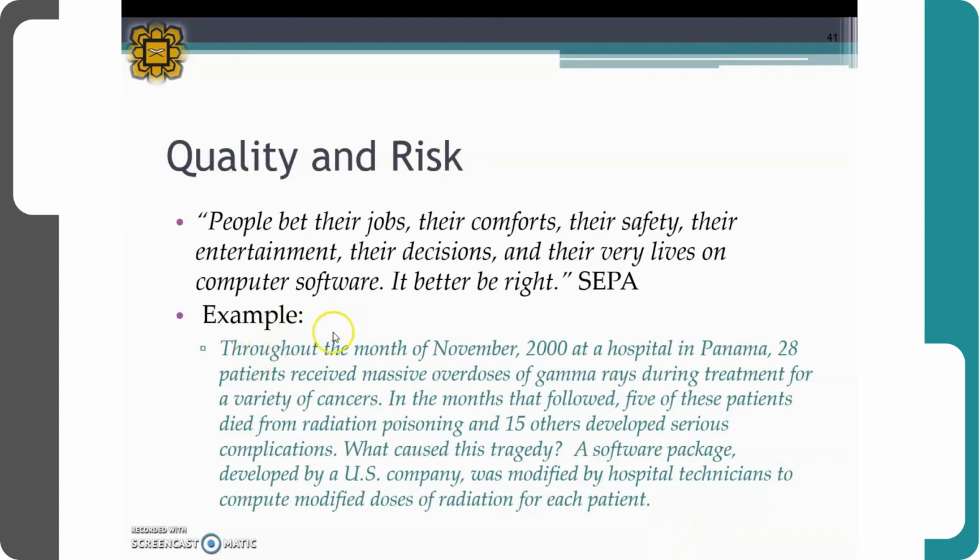This is an example from November 2000 at a hospital in Panama. 28 patients received overdoses of medication during treatment for a variety of cancers. In the months that followed, 5 of these patients died from radiation poisoning and 15 others developed serious complications. It was caused by a software package developed by a US company, which was modified by the technicians to compute modified doses of radiation. So you can imagine if you were responsible for this kind of problem.